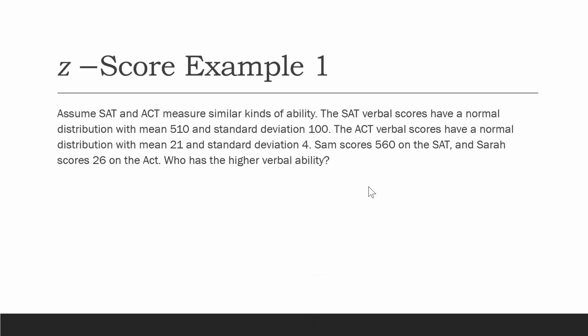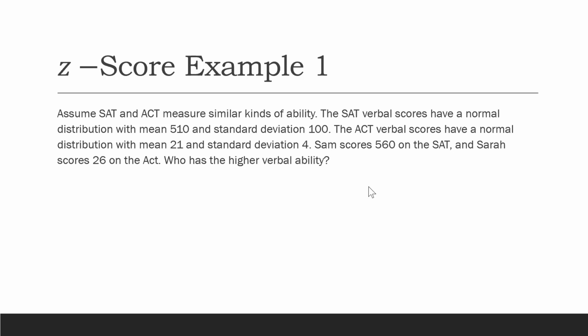This is a very good example here. It says, assume SAT and ACT, those exams measure similar kinds of ability. The SAT verbal scores have a normal distribution with a mean of 510 and a standard deviation of 100. And the ACT verbal scores have a normal distribution with a mean of 21 and a standard deviation of 4. We have two individuals, Sam and Sarah, and Sam scores 560 on the SAT, while Sarah scores 26 on the ACT, and that definitely should be capitalized.